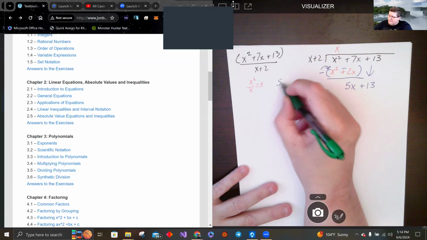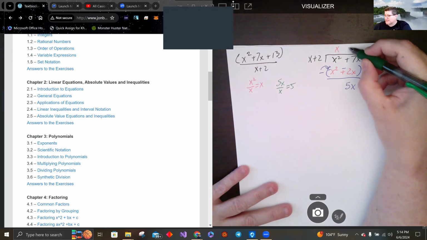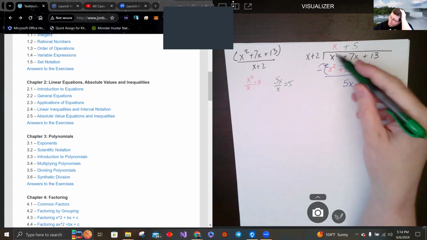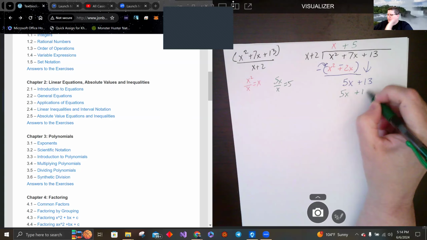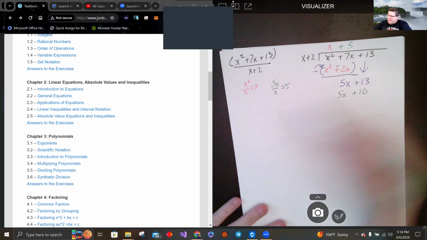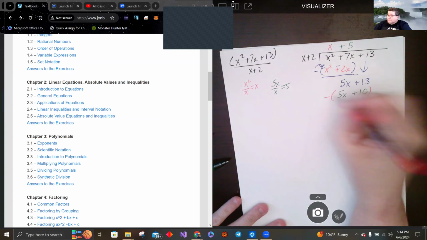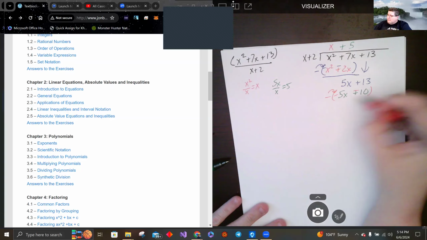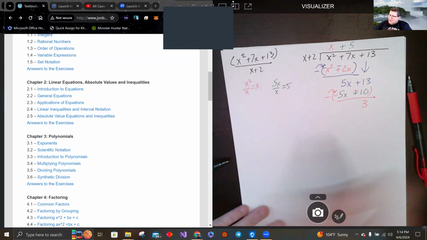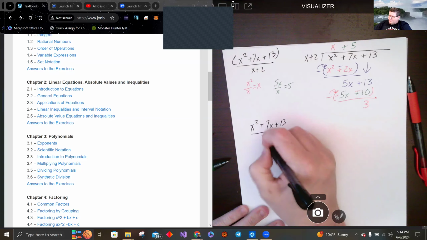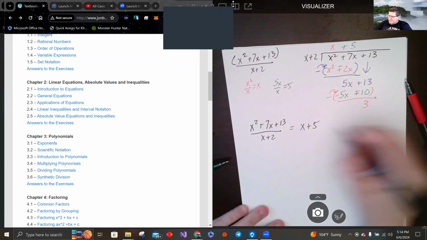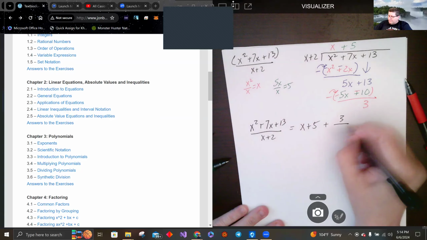How many times is 5x divided by x? It goes in 5 times, so plus 5. And I multiply. 5 times x is 5x. 5 times 2 is 10. They match up perfectly. I'm going to subtract. And when I move that inside, I end up with a remainder of 3. So that might have been where you got stumped if you worked this out, because we didn't have a remainder last time. x plus 5, and then we take the remainder and put it over the old denominator.